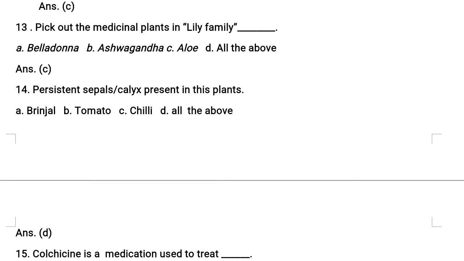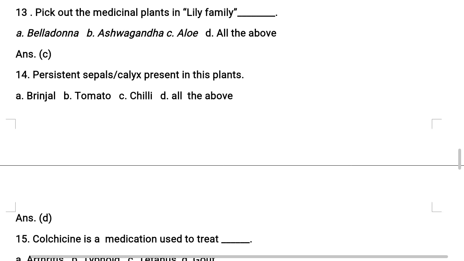Aloe belongs to family Liliaceae. The complete name is aloe vera. Have you heard? Yeah, you might have heard about this aloe vera. Aloe vera is used in preparation of drugs and cosmetics, etc. So it belongs to the family Liliaceae. This Liliaceae family is also called the lily family, as we discussed in the above concept. Belladonna, ashwagandha, these two are also medicinal plants, I do agree with you, but they belong to Solanaceae family. Have you understood this explanation?